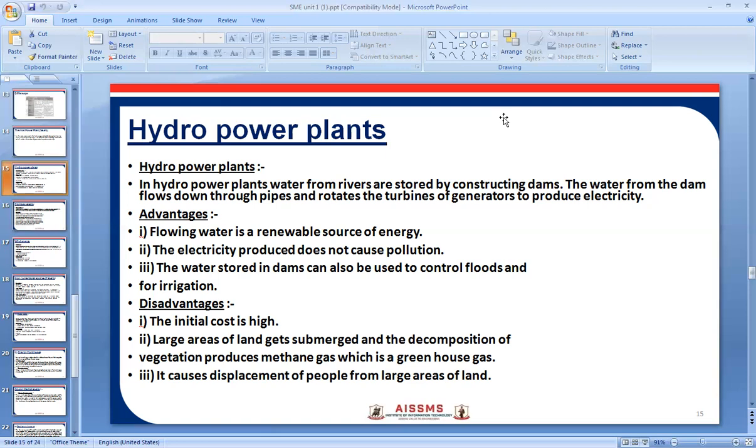Then the next component is the gate. The gate is provided for controlling the flow of water from the reservoir to the hydraulic turbine through the penstock.